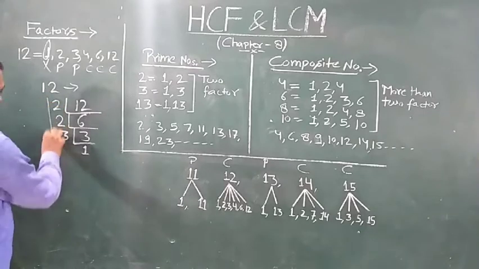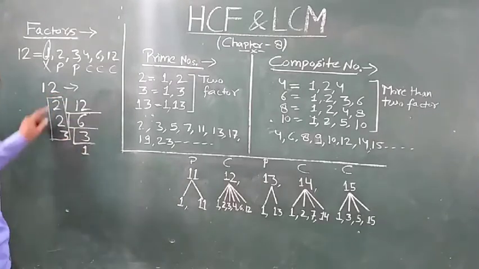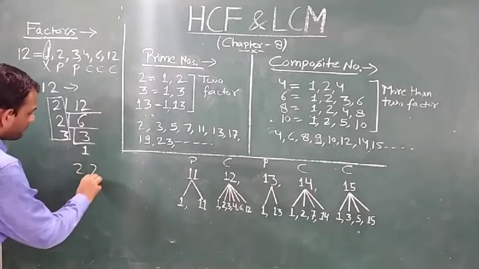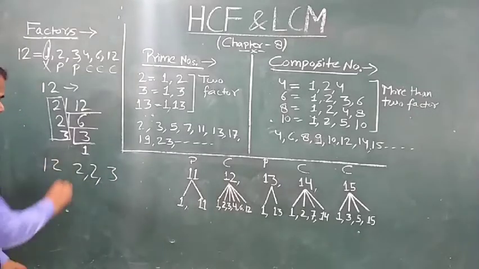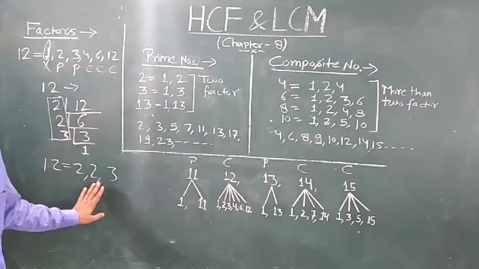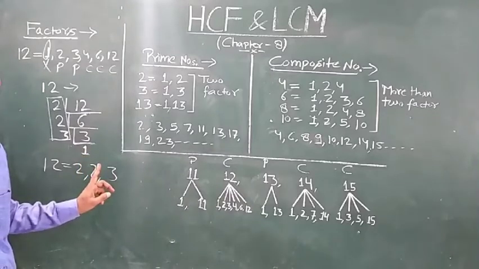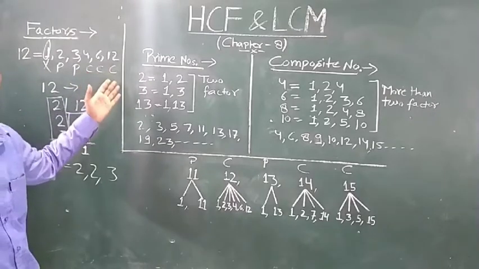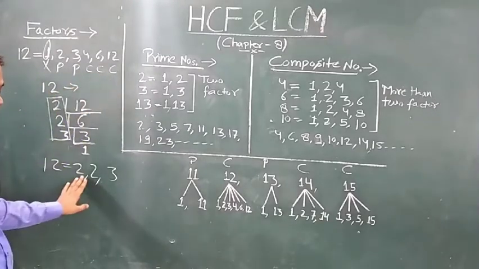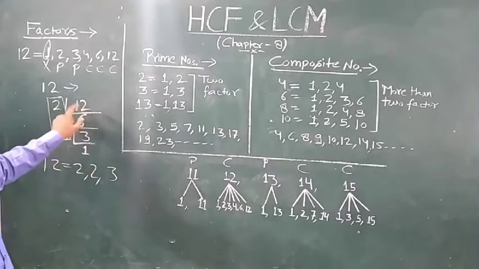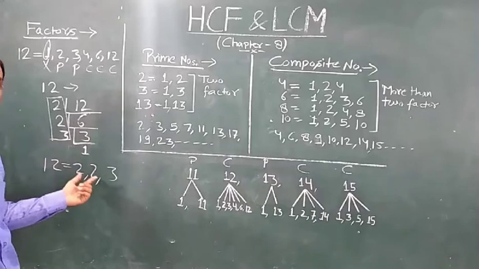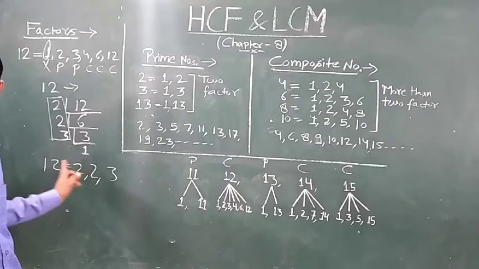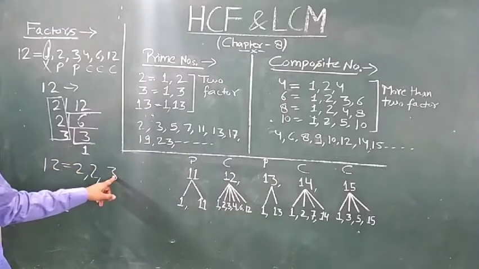Okay, now you can see here we have got these numbers 2, 2 and 3. So these are the prime factors of 12. Okay, these are only prime factors. Here no composite number is there. Here prime and composite are mixed. But when you have to find out only prime factors, then you will use this method. By this method, you will get only the prime numbers, the prime factors of the 12. So 2, 2 and 3 are the prime factors.